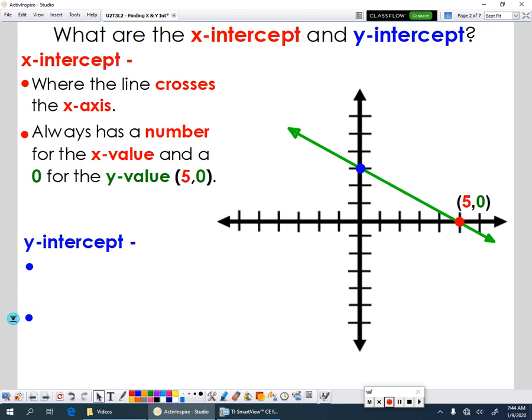Now your y-intercept is right here. Again, draw that on your graph. Your y-intercept is where the line crosses the y-axis. So if you look here, this blue line is your y-axis, and that's where the green line crosses it.